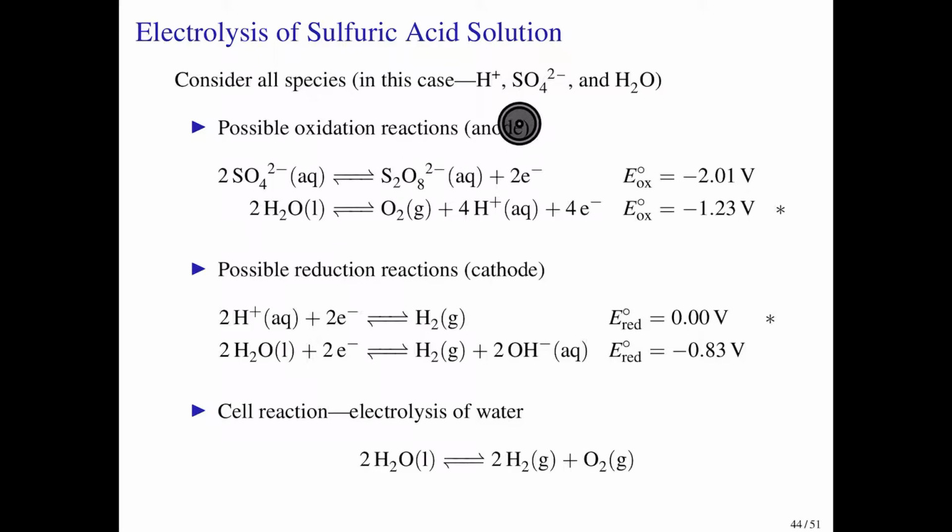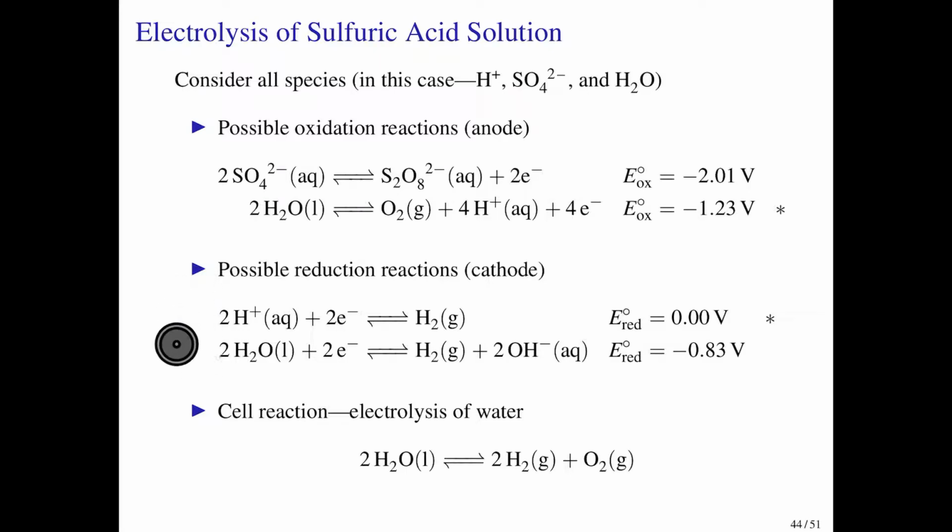For the cathode, you could end up reducing the H plus to H2. There's nothing you can do with the sulfate at the cathode, but you could reduce the water to H2 as well. And so you can look up the reduction potentials for these reactions.